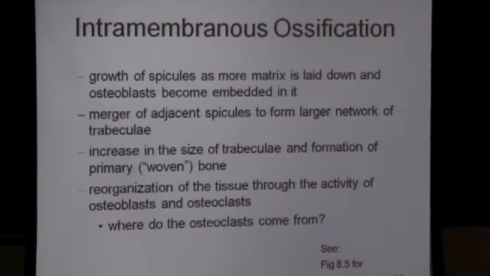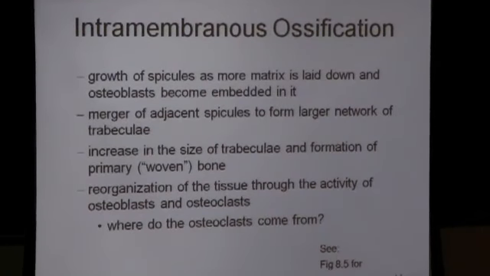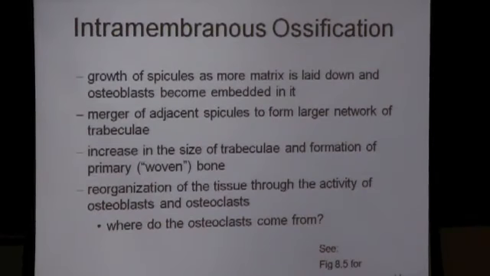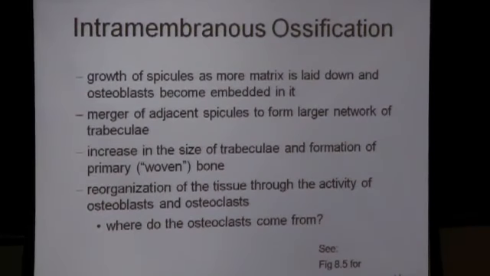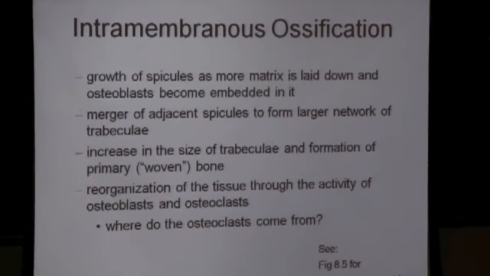Initially it starts out as woven bone, a disorganized matrix. Collagen was laid down in any direction that was possible, a haphazard arrangement. Whereas with the more mature bone, the arrangement of the collagen is much more highly organized. And again, this reorganization of tissue comes from the function of the osteoclasts, which are coming from the bloodstream, which is another good reason to have the blood vessels involved.